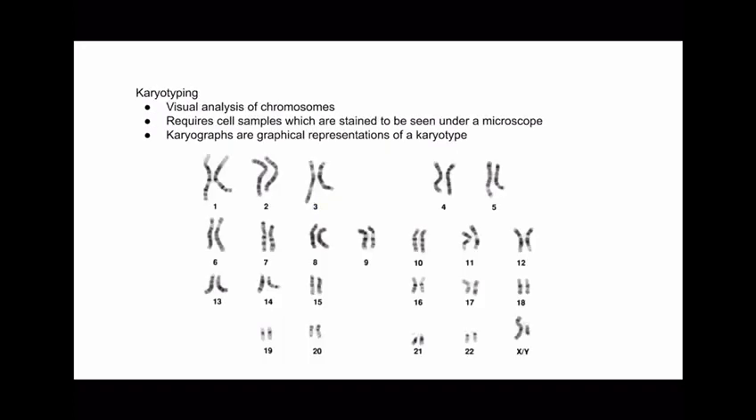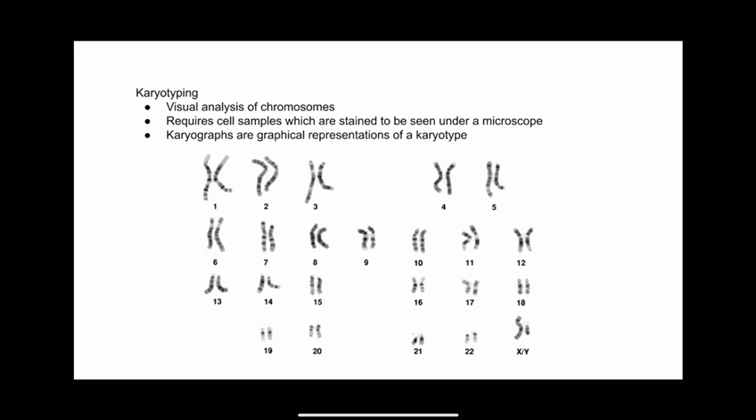So what is karyotyping? Karyotyping is a laboratory technique used to visualize and analyze the chromosomes in a cell, and it is typically done by taking a sample of cells, such as blood cells, from the individual and culturing them in a laboratory setting.